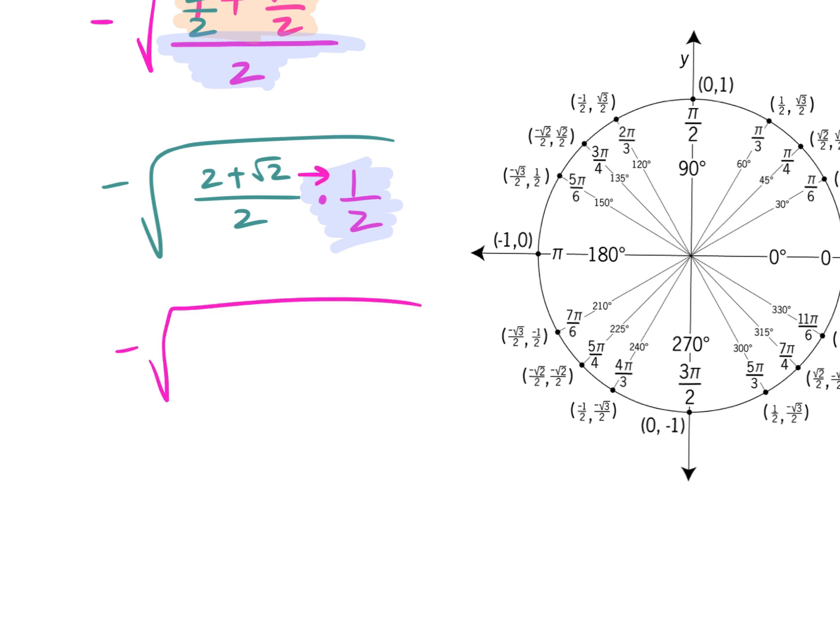1 times 2 plus root 2? 2 plus root 2. Times 2? 4. Am I allowed to break that apart? Yeah, certainly. So up top, what would I have? The square root of 2 plus radical 2, all over... Boom.